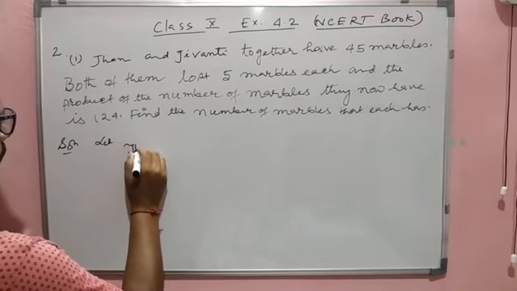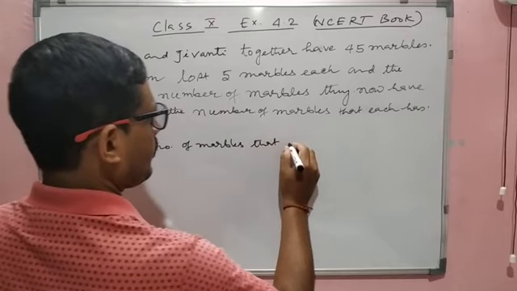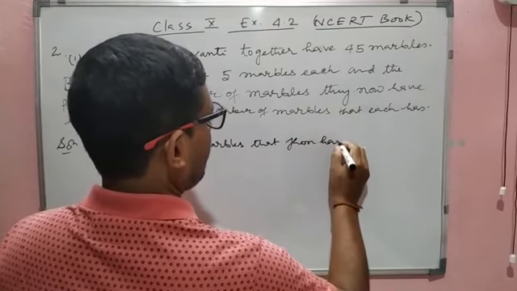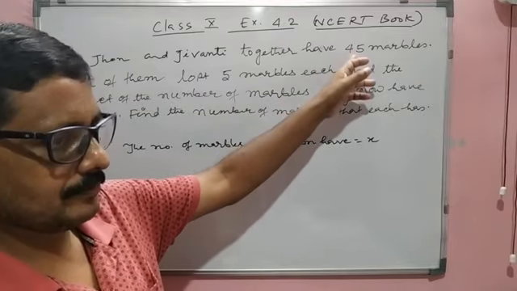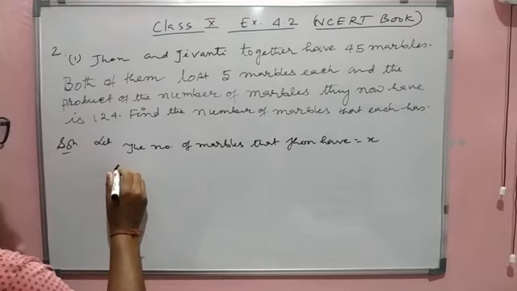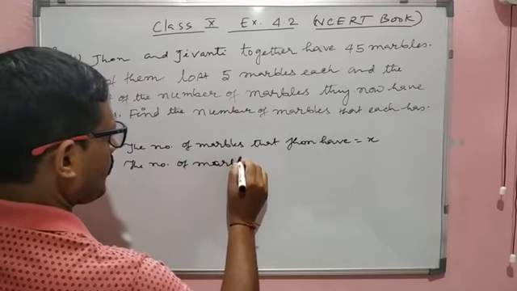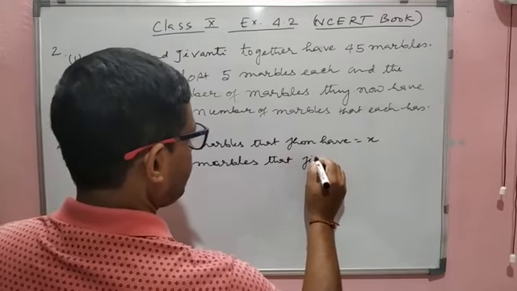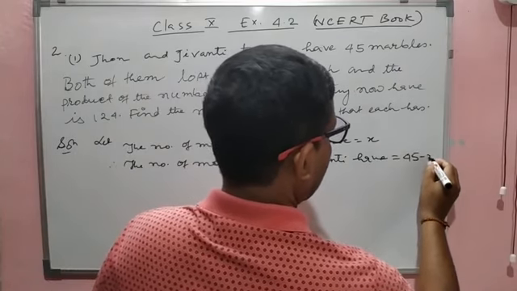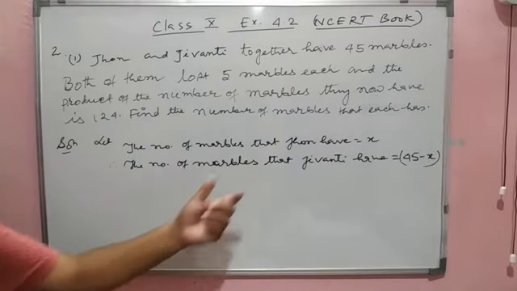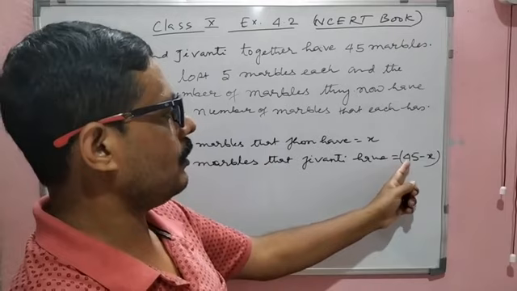Let the number of marbles that John has be equal to X. Together they have 45, and John has X marbles, therefore the number of marbles that Jivanti has is equal to 45 minus X. So John has X marbles, so Jivanti has 45 minus X because their total is 45.